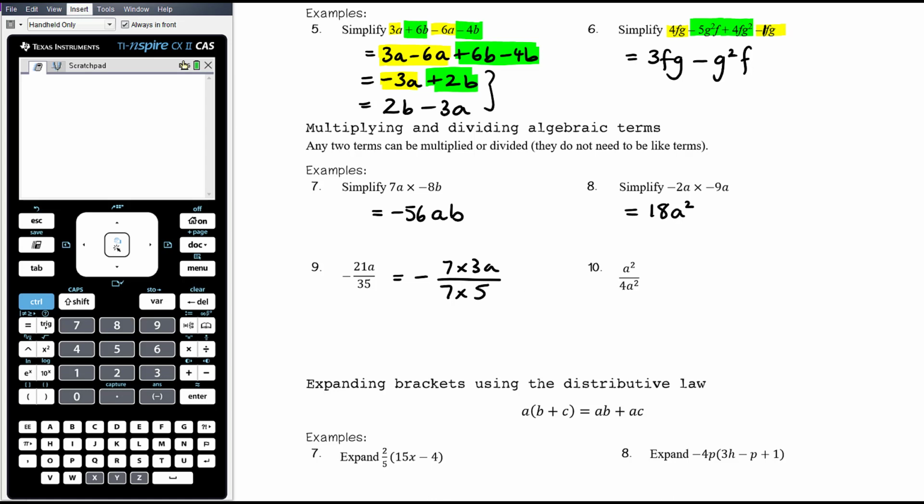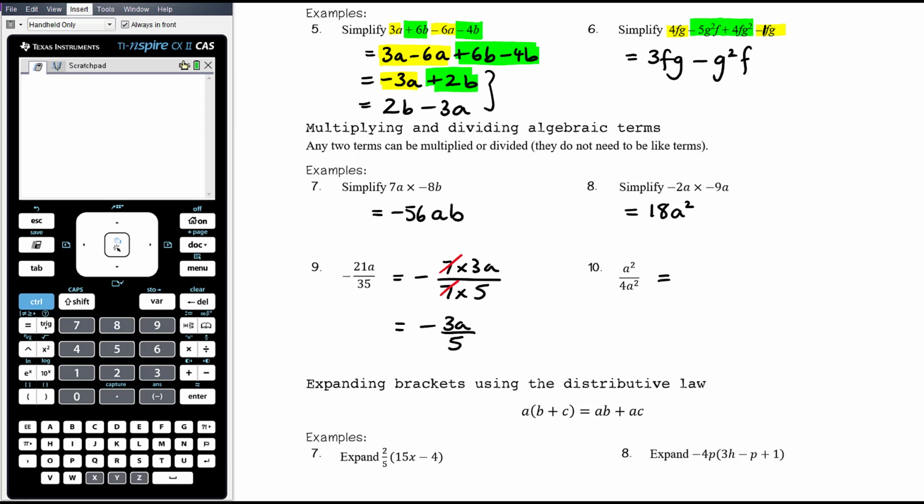Okay, it's really important that when you cancel, I hate the word cancelling, because you're not thinking clearly about what mathematical operation is happening here. So we can cancel those 7's because we are dividing the numerator and the denominator by 7. And so we're just going to get left with negative 3a on 5.